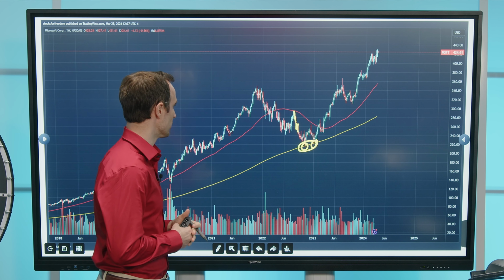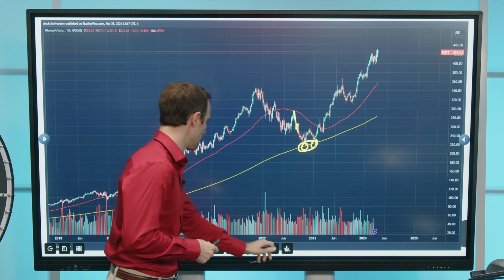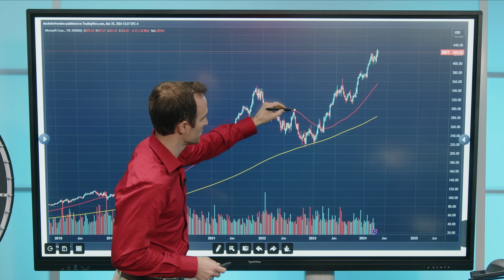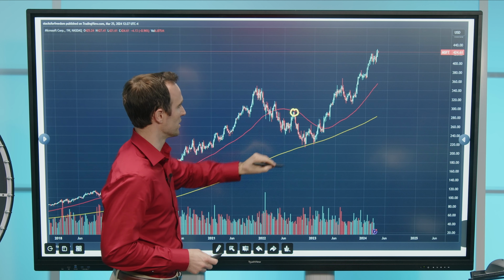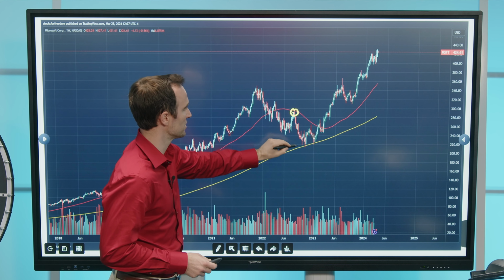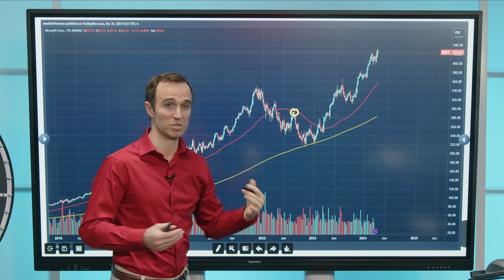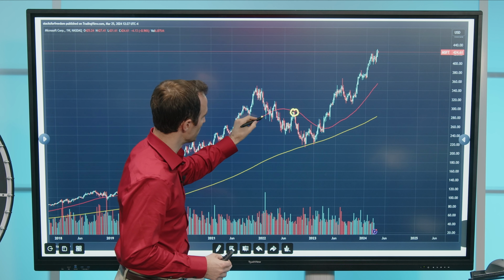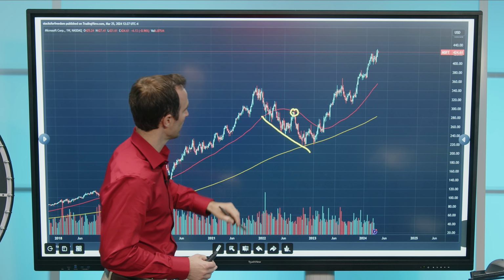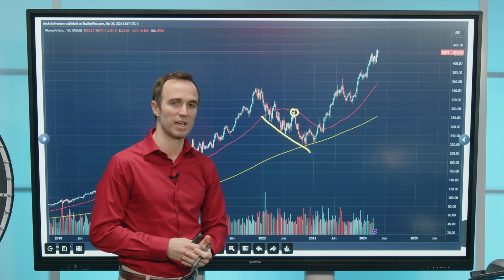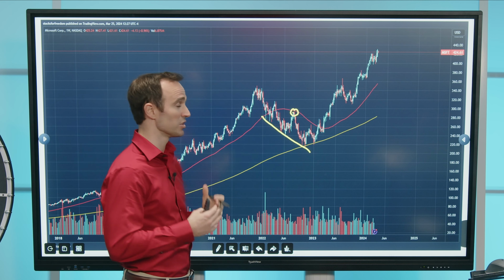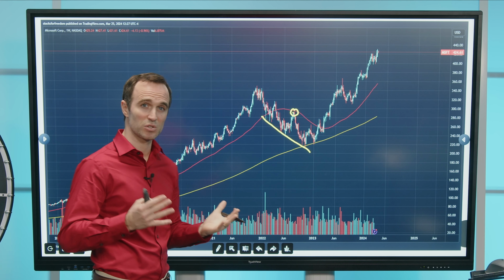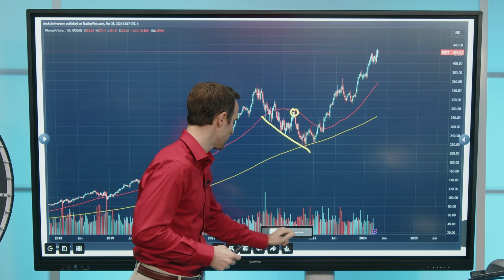Very, very impressive, okay? And you can also see here that the 50 MA acted as resistance, right? So this was resistance here. The 50 MA was resistance. The 200 MA was support. So when you start to put this together with trend lines, right? So we can put trend lines in here, and you put moving averages together, and then you look at Fibonacci levels, you can start to see how all of this comes together like an answer to a puzzle. So it really is pretty amazing.